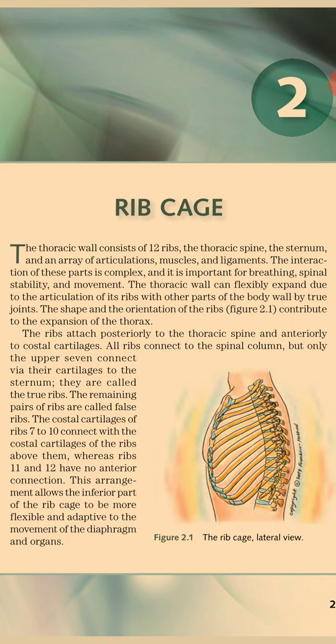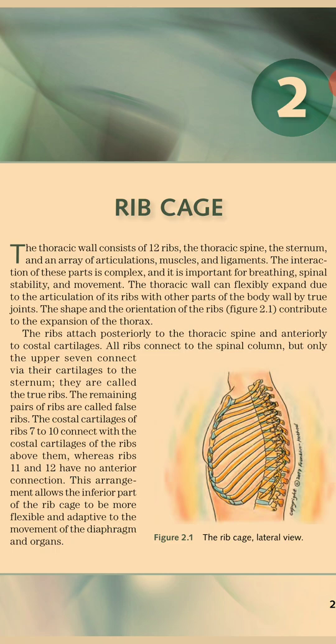The thoracic wall consists of 12 ribs, the thoracic spine, the sternum, and an array of articulations, muscles, and ligaments. The interaction of these parts is complex and it is important for breathing, spinal stability, and movement. The thoracic wall can flexibly expand due to the articulation of its ribs with other parts of the body wall by true joints. The shape and the orientation of the ribs contribute to the expansion of the thorax.